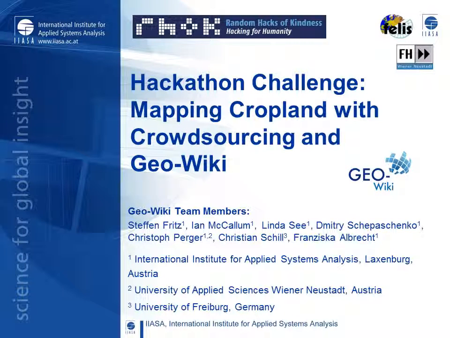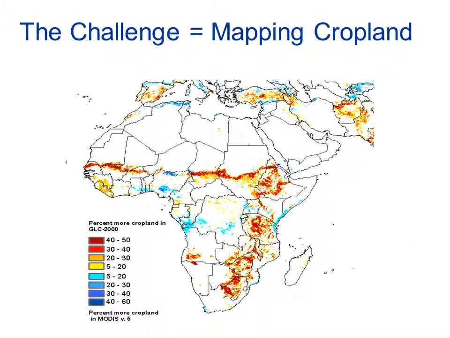Welcome to our Geo-Wiki Hackathon challenge to map cropland using crowdsourcing. Cropland information is available from global land cover maps, and there are also some specific cropland maps created by various groups. But the problem is that if you plot these on top of one another, you will see the large amount of disagreement between them, both overall and spatially. So the challenge during this hackathon is to help us map cropland.